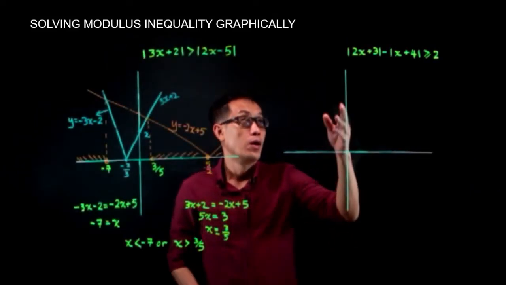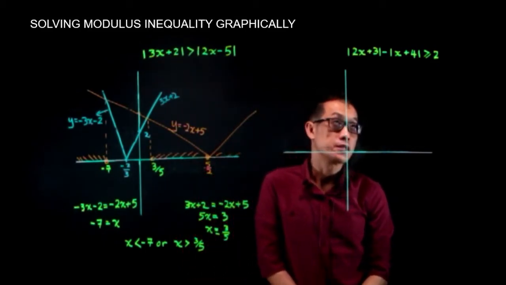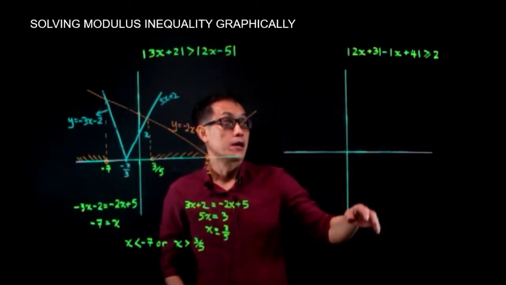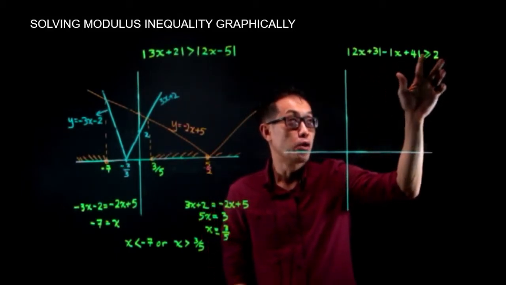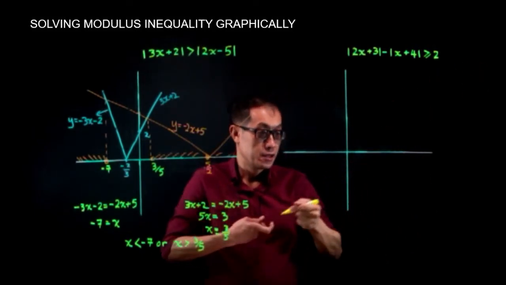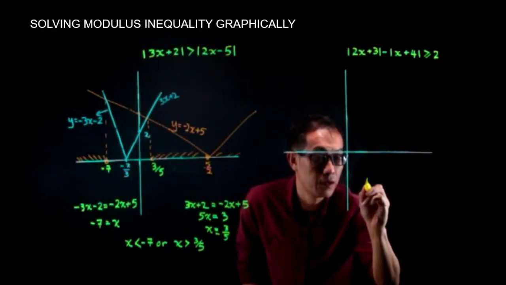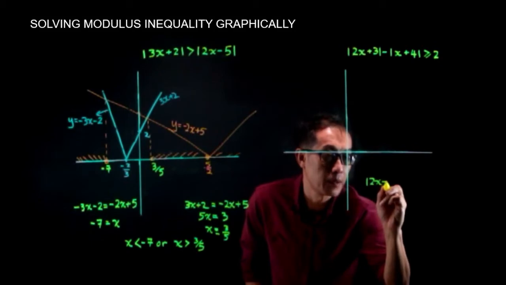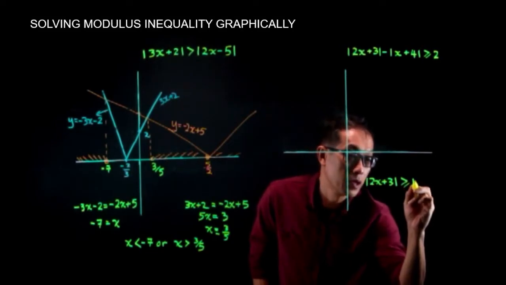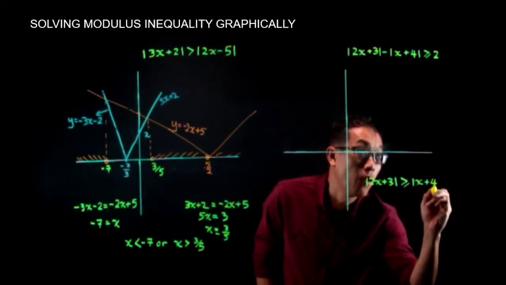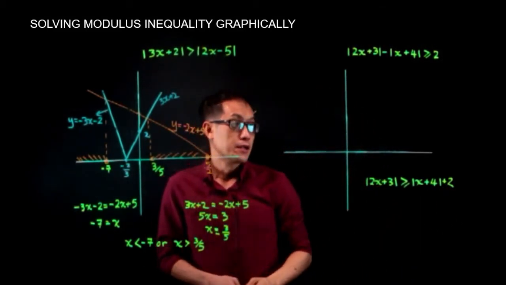Question 4. Modulus of 2x plus 3 minus modulus of x plus 4 is greater than 2. Now, it's not so easy to draw this graph. It will be easier if we shift this mod over to this side. So let's do it. So you have modulus of 2x plus 3 will be greater than or equal to modulus of x plus 4 plus 2. Okay? Now let's draw this graph.